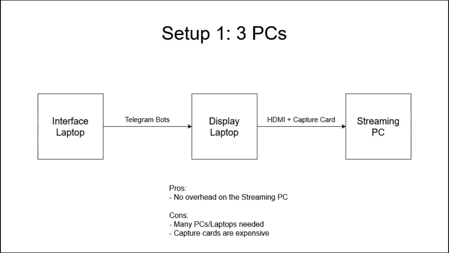So this is a 3 PC setup. Basically you have the main streaming PC, and then you have another laptop that is running the display, as I said, on one window only, and then another laptop that is doing the interface. And then the display laptop just goes through the streaming PC as a source, using an HDMI cable and a capture card. You can use it as a webcam, basically, and then you use this one as the source in your software.